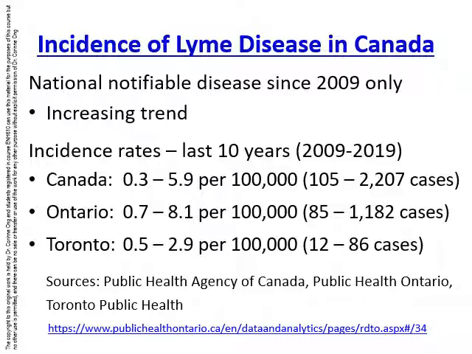Because of the increasing incidence rates in many parts of Canada and Ontario, it has become a major public health concern. Over the past decade, the incidence rates have ranged from 0.3 to 5.9 cases per 100,000 population in Canada, and 0.7 to 7.2 per 100,000 in Ontario.